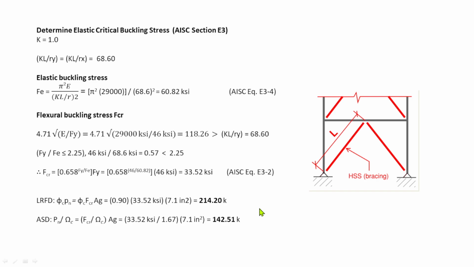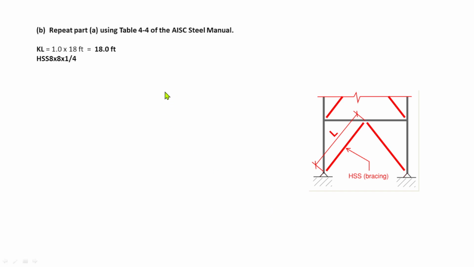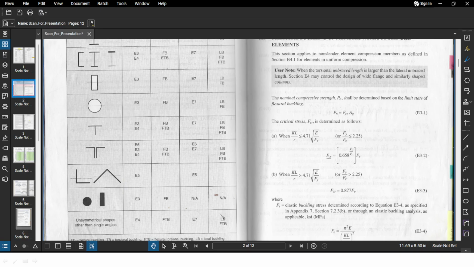Now the next one is B. We are required to determine the strength using the table. By the way guys, to use the table, what we need is only the KL and the profile of the member. If you want to determine this using the table, what you will need is the length of the member and what type of HSS member. So here we are using the HSS. Let's go back to the AISC table here.